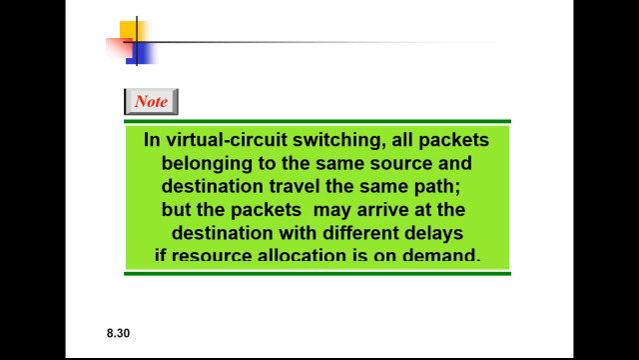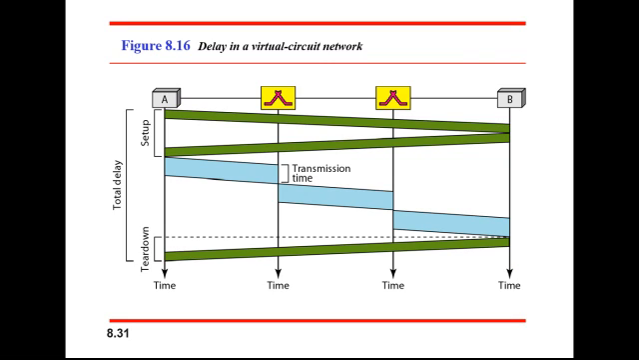In virtual circuit networks, all packets belonging to the same source and destination travel the same path, but the packets may arrive at the destination with different delays if resource allocation is on demand. Now, the delay in a virtual circuit network is somewhat similar to circuit switch networks. A connection is set up. Once the connection is set up, the virtual circuit can be used with much lesser delay compared to a datagram network as shown in the figure. Still, it takes some time at each switch depending on the network scenario at that time.